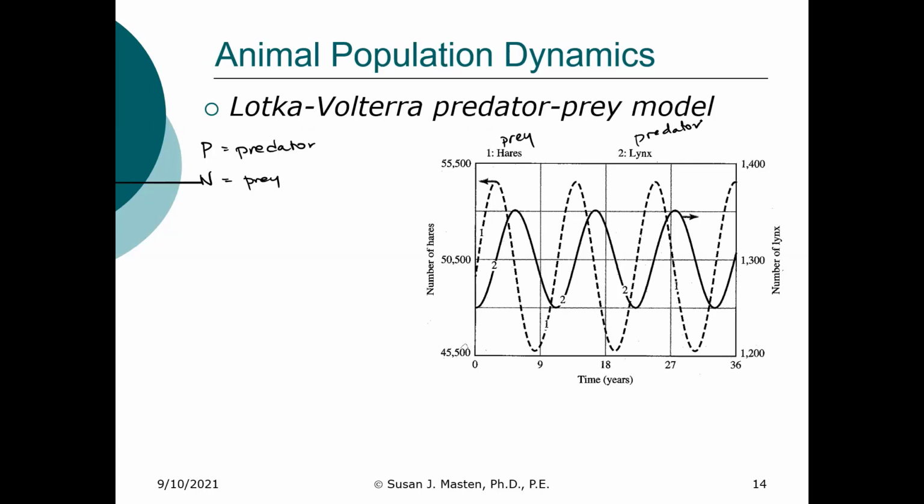So what happens? The hare population increases. The predator population is lagged behind. So notice there's a lag time. As the population of the hares increases, there's more food for the lynx, so their population increases. But eventually there's too many lynx. They're eating too many of the hares, and the hare population decreases. And now, ultimately, the lynx population decreases, and it can just cycle through.